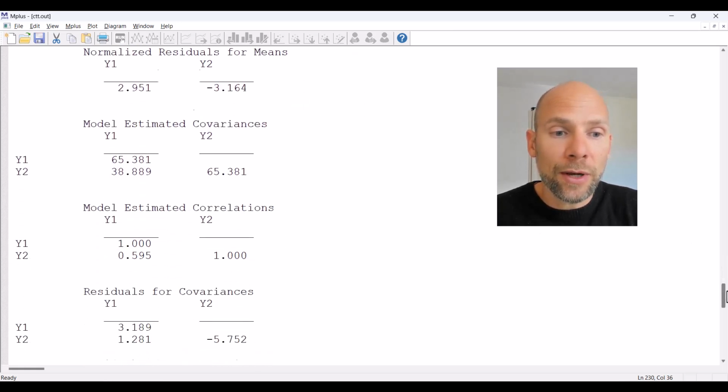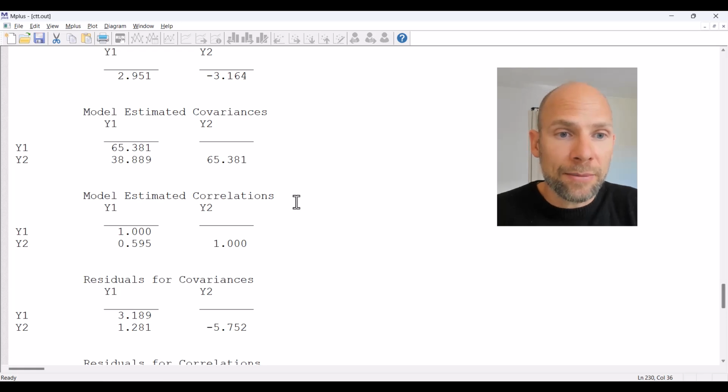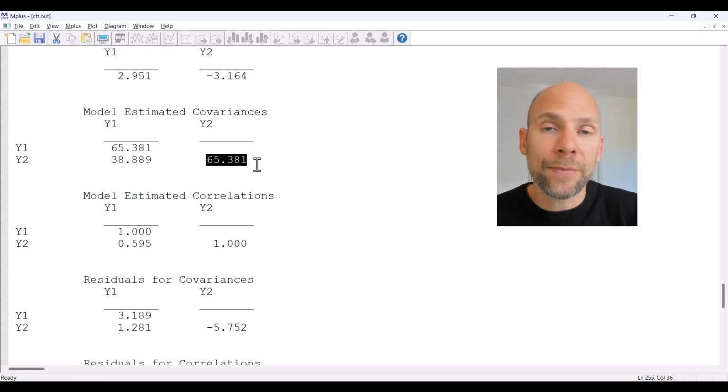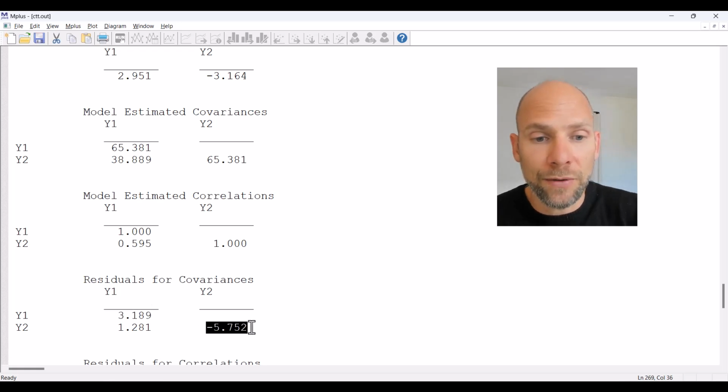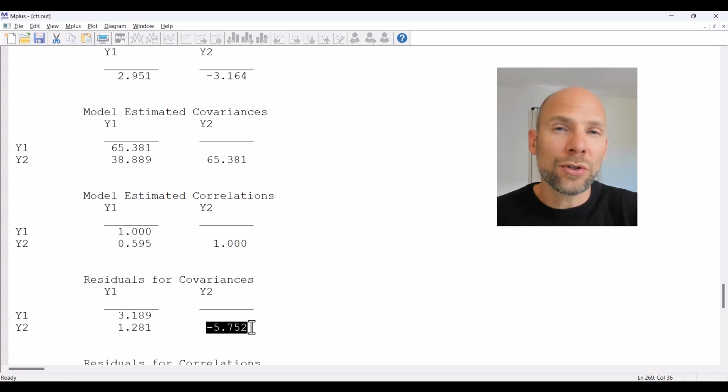Also, when we take a look at the model estimated covariance matrix, you can see that this model implies equal variances because you have the same variance here in the diagonal for both variables under the model estimated covariances. And again, when we look at the residuals, you can see those are fairly sizable in terms of the absolute values. So there's also a potential problem with the assumption of equal variances, which may not be met.